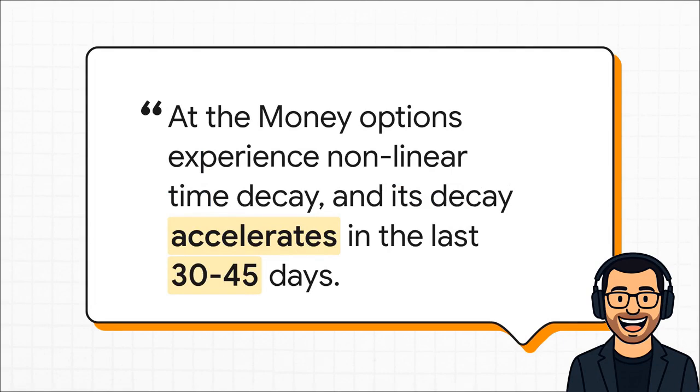At the money, options experience nonlinear time decay, and its decay accelerates around the last 30 to 45 days of the contract's life. Seriously, that last month, time becomes your absolute worst enemy. That clock is ticking, and it's ticking fast.